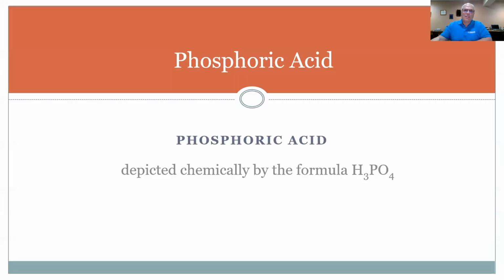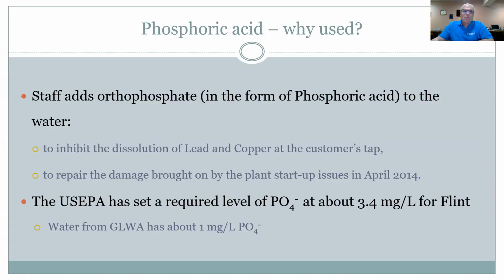So let's do the phosphoric acid first. We know that phosphoric acid is depicted chemically by the formula H3PO4. So in Flint, the staff adds the orthophosphate in the form of phosphoric acid to the water to inhibit the dissolution of lead and copper at the customer's tap, but also to repair the damage that was brought on by the plant startup issues in April of 2014.